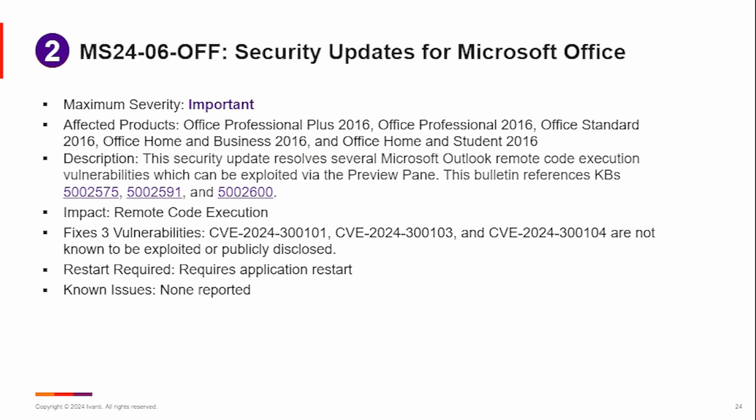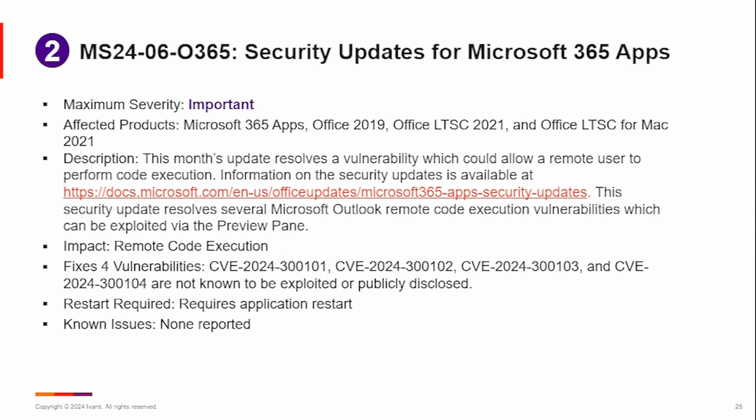It says there's a lot of things that have to happen in order for a user to exploit these. But again, rated important. 3 vulnerabilities addressed, like I said, in the Office versions, in the SaaS click-to-run versions, which include Microsoft 365, Office 2019, and Office Long-Term Service Channel 2021. 4 vulnerabilities addressed. The additional one there is the 300-102, shown on the list down below. Again, none of these are known, exploited, or publicly disclosed, hence the reason the update this month is only rated as important.